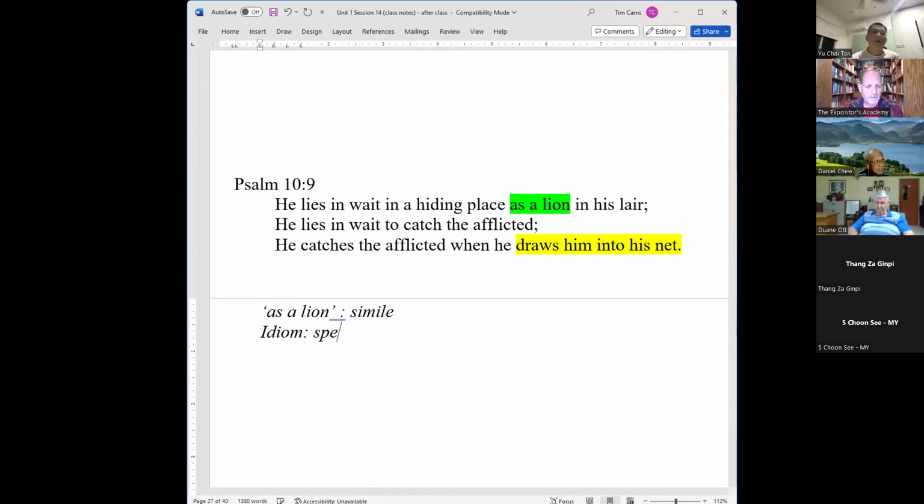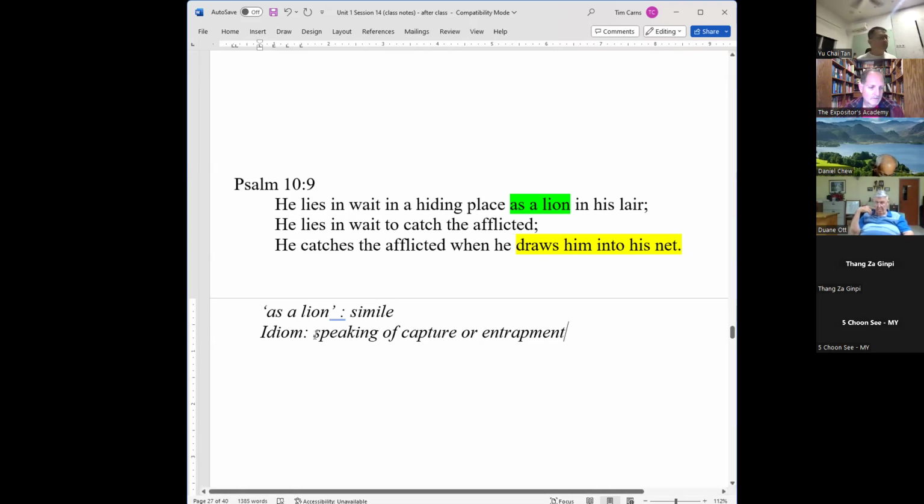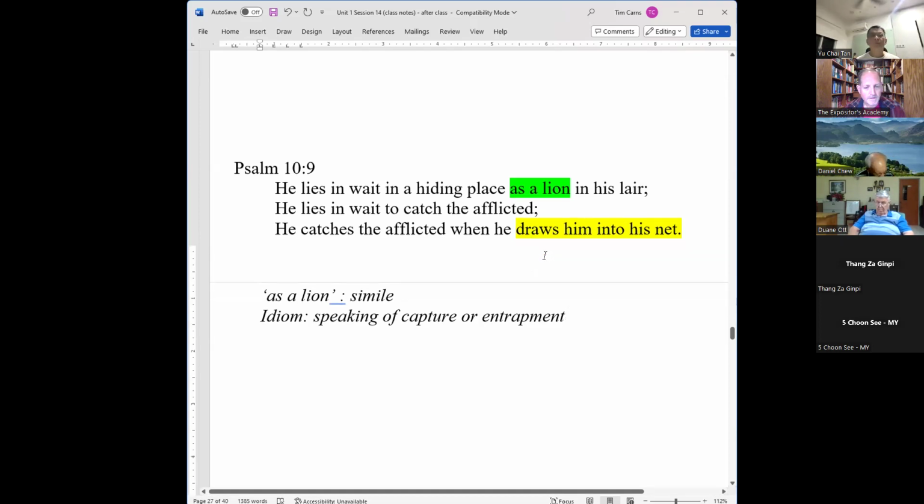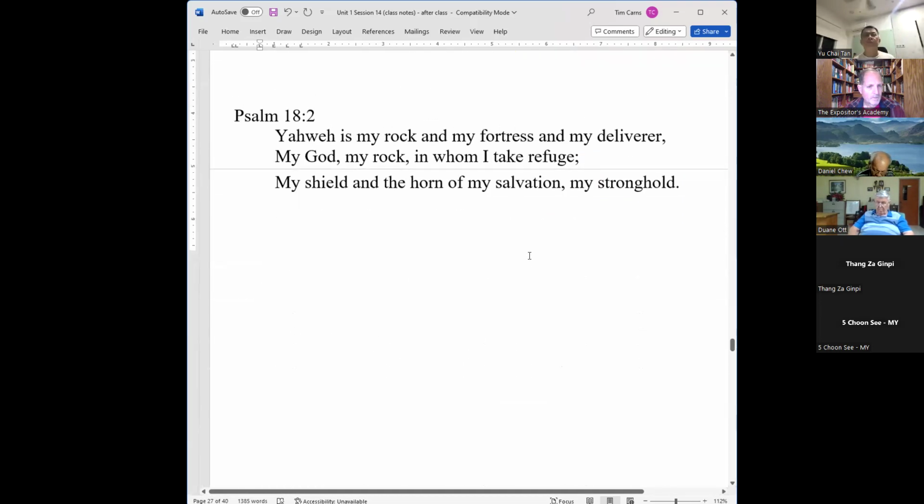Draws him into his net. Speaking of capture or entrapment, right? He lured me into his net. That would be an idiom where he didn't have a literal net but it's the picture of a prey being captured. So I would call that an idiom. Okay, good. All right, one more.